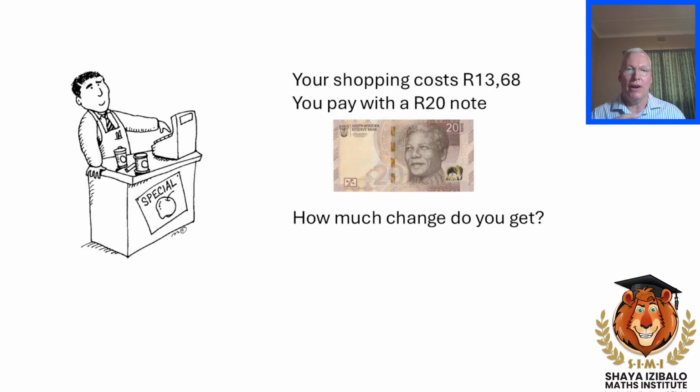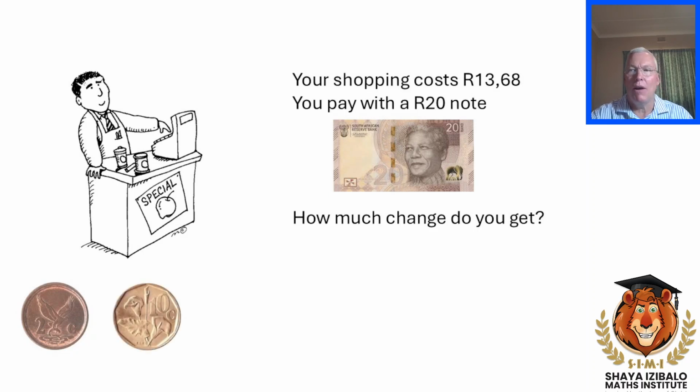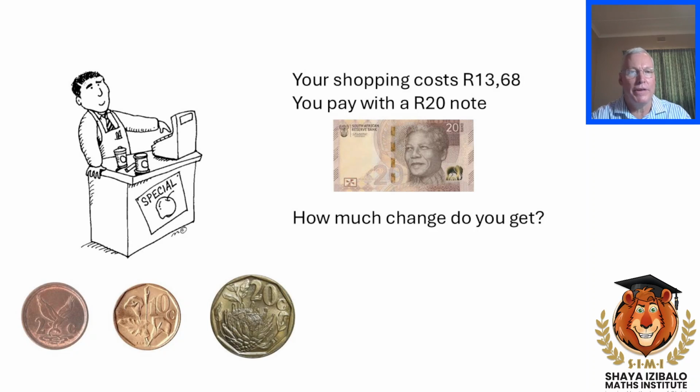What they did is they counted back from the 13 Rand 68 up to 20 Rand by giving you the money as they went. So first they gave you 2 cents, and that takes you to 13 Rand 70. Now, to get up from 13 Rand 70 to 14 Rand, let's just see. Well, we could give 10 cents, right? And now we're at 13.80. 20 cents, now we're at 14 Rand.